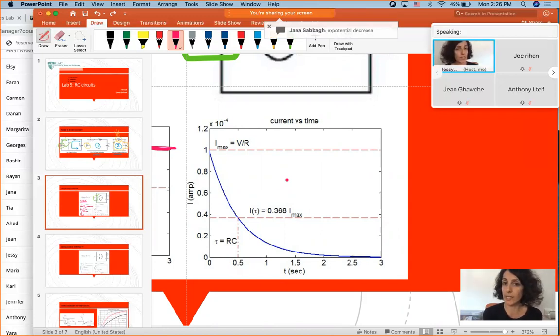Okay, Jana's saying exponential decrease. So you start with maximum current, although the capacitor is empty, and then the current decreases. Why? You're charging the capacitor though. How come you're charging the capacitor and the current decreases? You can think of your phone as well. Anyone?